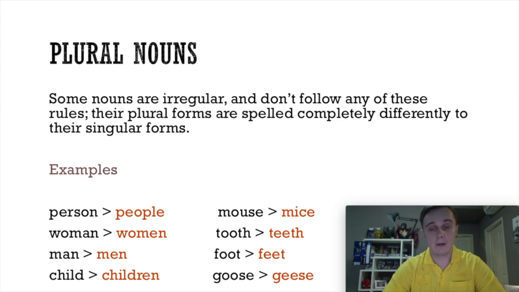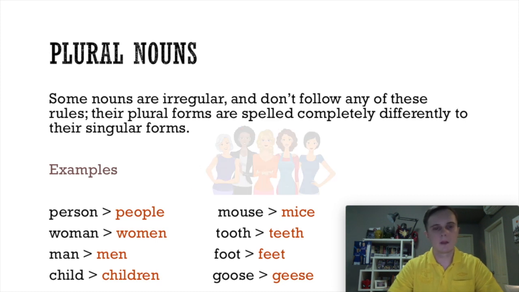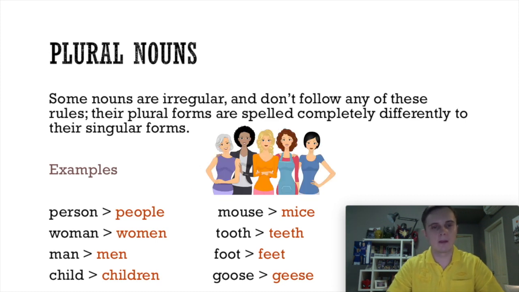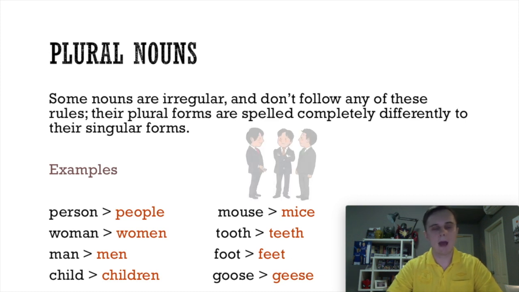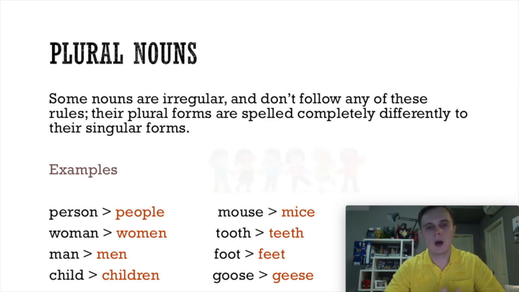Unfortunately, some nouns are irregular and they don't follow any of the rules that we've just learned. So their plural forms are spelled completely differently to their singular forms. And there's no easy rule to remember. You just have to remember these examples. So person, we don't say persons, we say people. Woman, we don't say woman's, we say women, W-O-M-E-N. Man, if there's more than one man, you don't say look at the mans, you say look at the men, M-E-N.